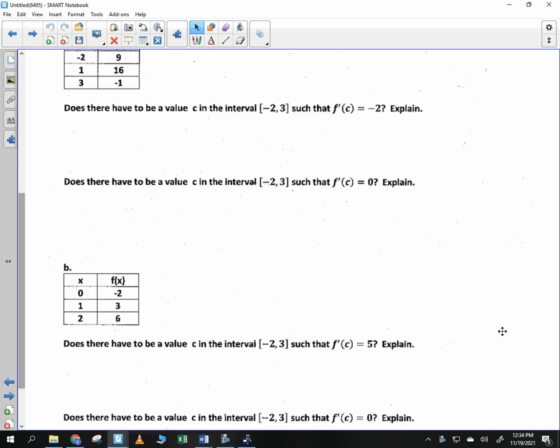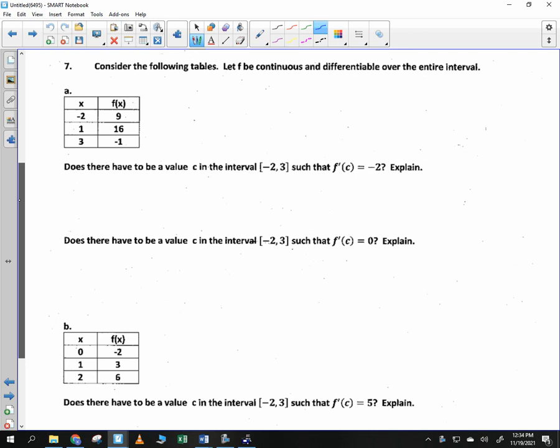We're just going to slightly change this problem here. It says, does there have to be a value c in this interval such that, and we're not going to do f prime of c, we're going to do f of c is equal to 0. And so what that means is, look at my f of x values, and this function is continuous and differentiable, okay? So as I go along this interval, is there a time where the function has to have a value of 0? What do you think?